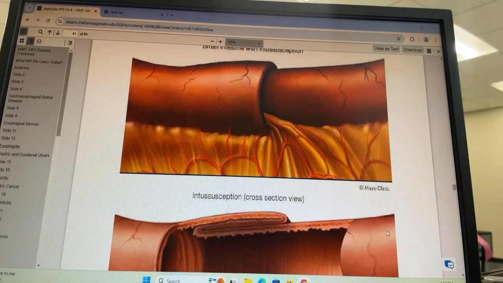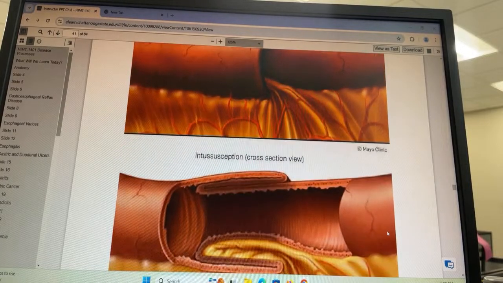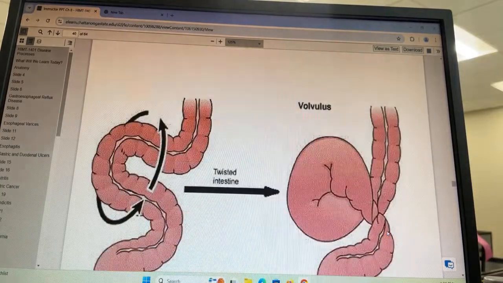And then an intussusception is where a piece of the bowel collapses inside of itself, so it telescopes back inside of itself. Like those telescopes that you pull out and then it goes back inside. It's basically your intestine doing that to itself. That's an intussusception.